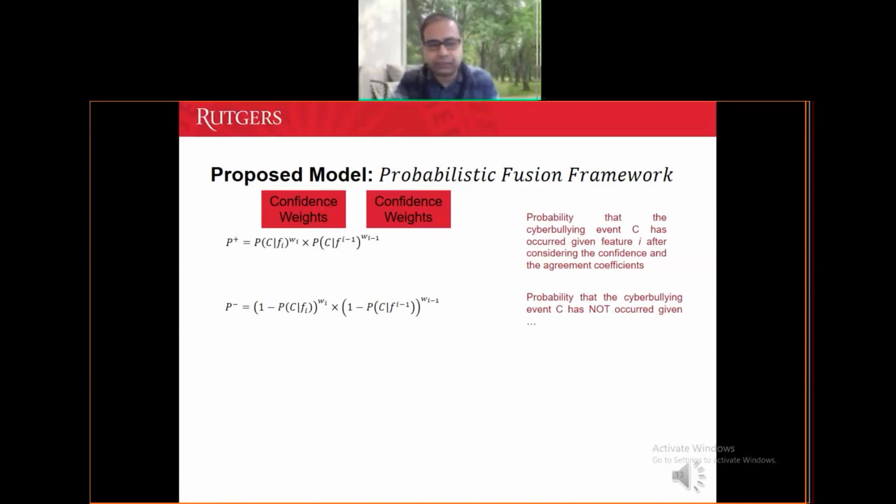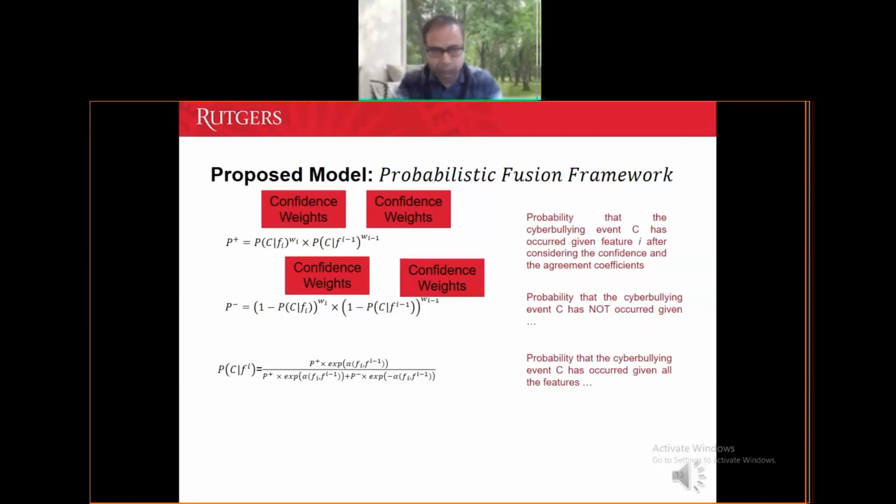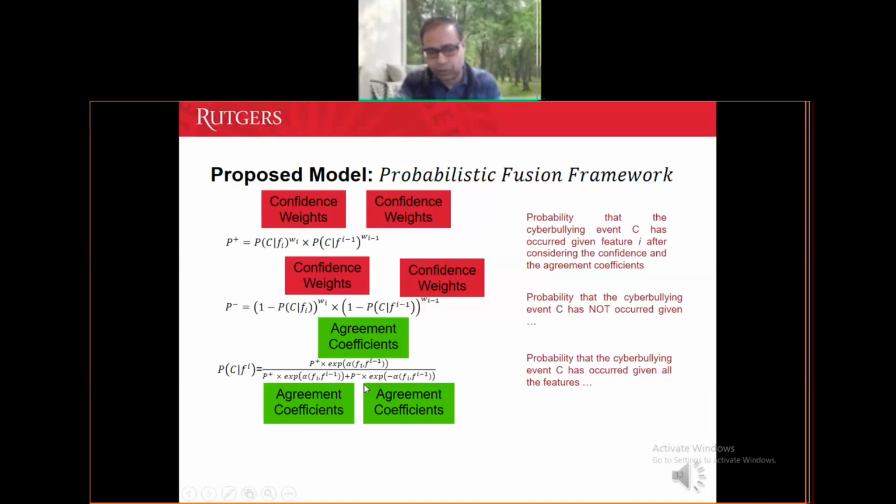You do exactly the same thing for the negative cues that you have. The probability of there not being cyberbullying, again, you raise it to all the weights available, and you will get this P minus. Now, once you have the P positive and P negative, you can combine them together to get this overall normalized version of the probability of cyberbullying given feature I. What you do is you take the P plus and raise it to the agreement coefficient between the features being considered, and in the denominator, on the bottom side, you normalize it by the P plus and P minus. Again, both of these have been raised or normalized based on the agreement coefficients. So together you'll get the overall probability of cyberbullying by combining all these features together while considering the confidence weights and the agreement coefficients.